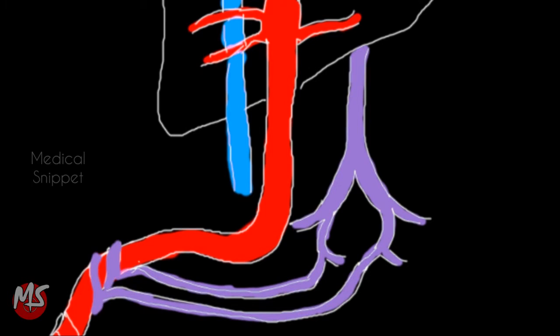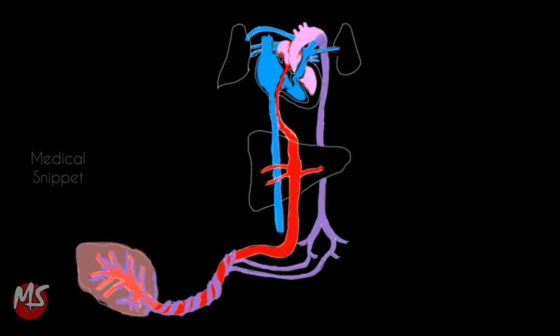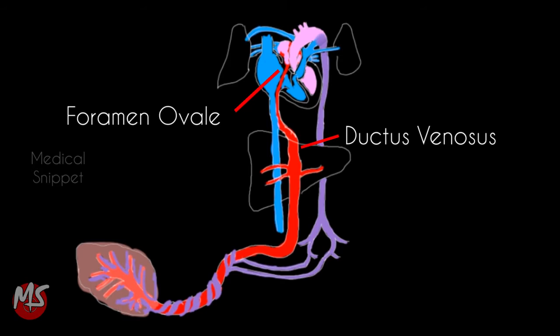The parallel circulation and preferential blood streaming are possible due to the 3 important shunts, namely ductus venosus, foramen ovale, and ductus arteriosus, as described earlier.